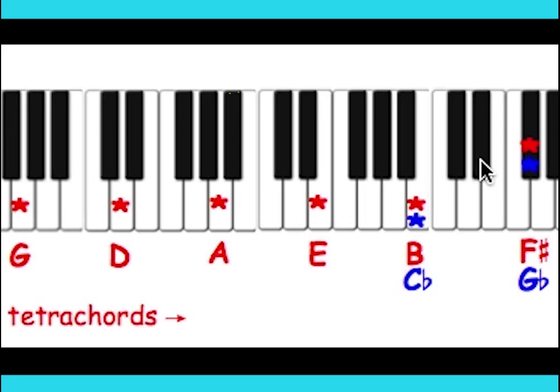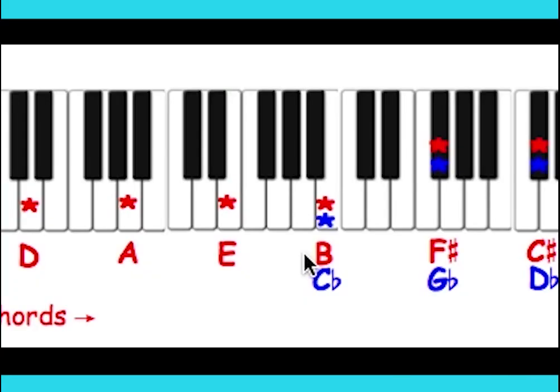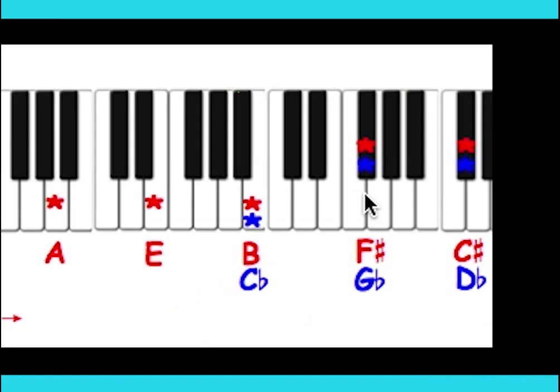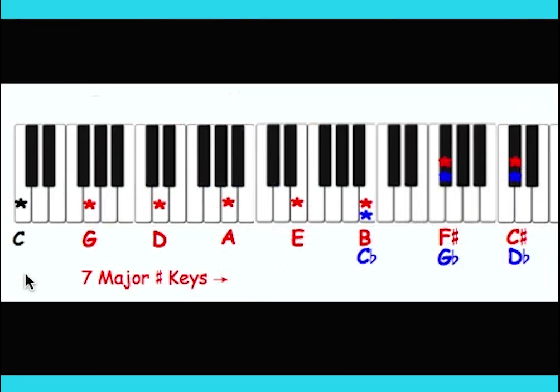B is a perfect fifth above E. So I'm just going to play through these. Then the perfect fifth above B is F sharp. And then a perfect fifth above F sharp is the tetrachord that's built on C sharp. And we can see that it's all sharp. And the same one built on G sharp. So far, we've introduced tetrachords that have sharps in them.